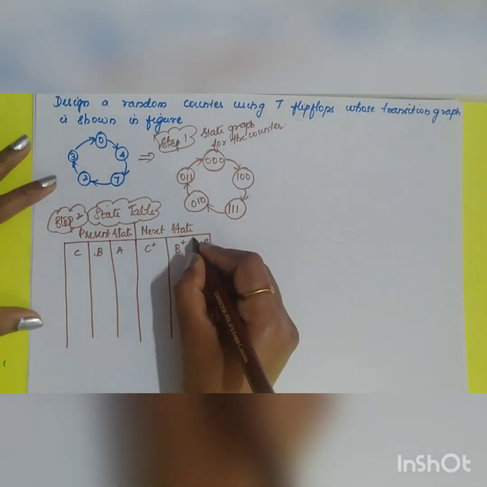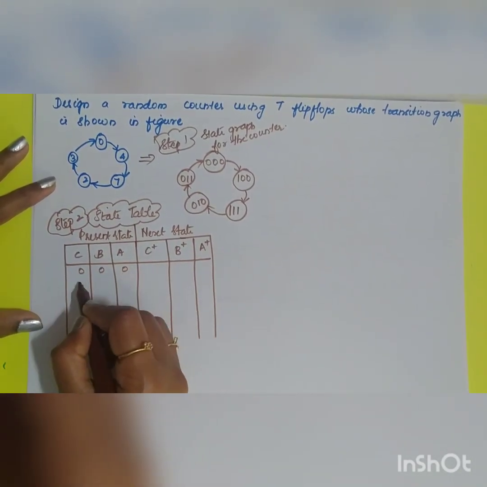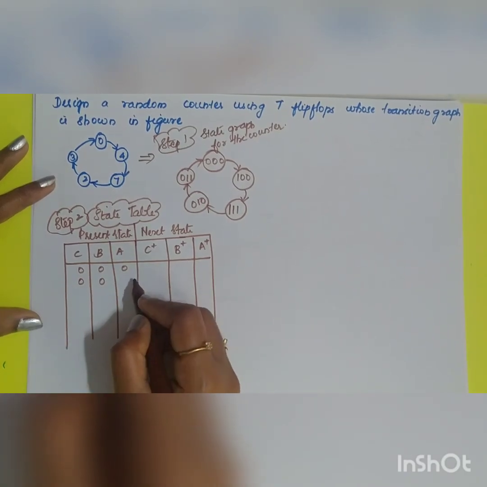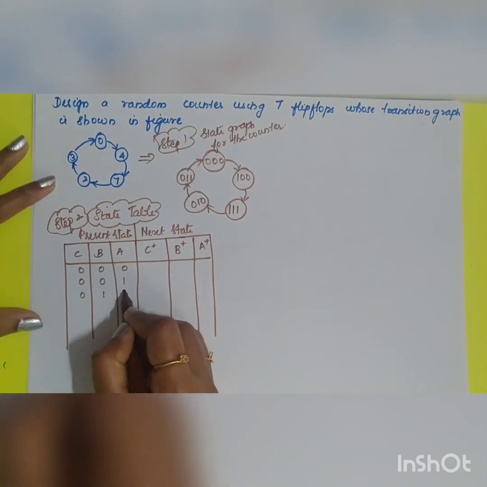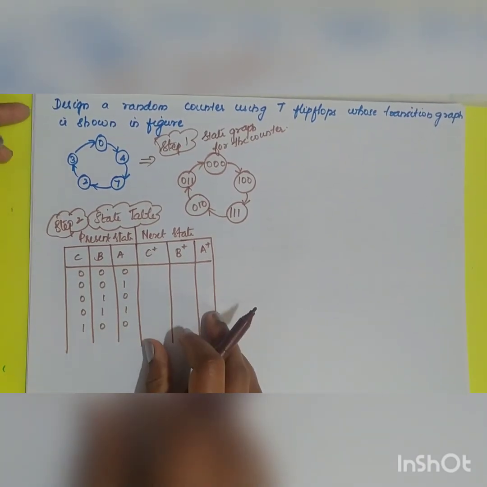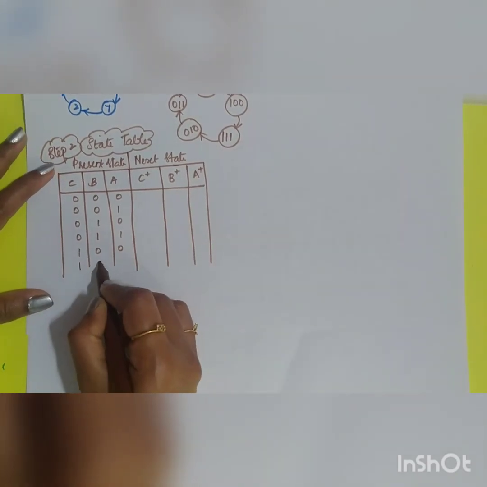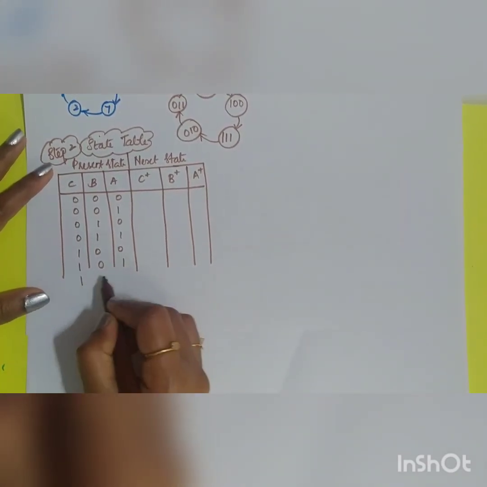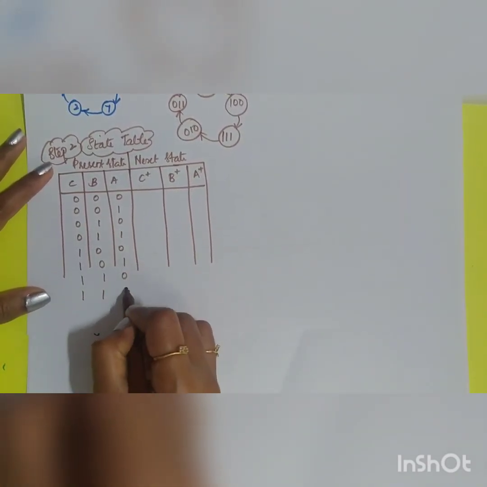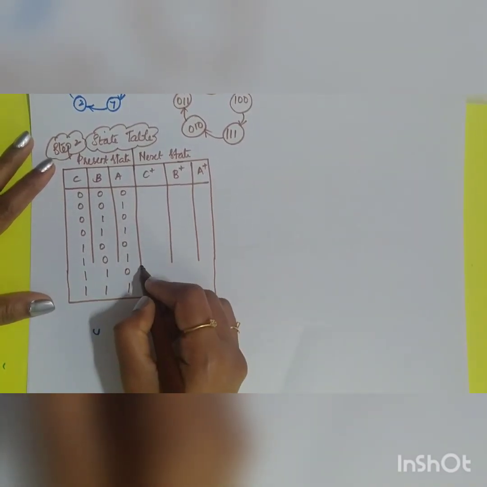Okay, so what are the combinations? 0 to 7, right? 0, 0, 0, 0, 0, 1, 0, 1, 0, 0, 1, 1, 1, 0, 0, 1, 0, 1, 1, 1, 0, 1, 1, 1. So this will be your present state.